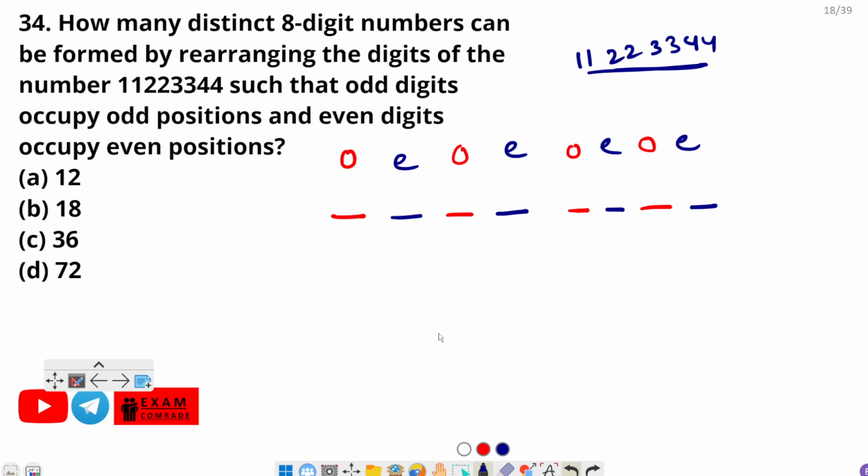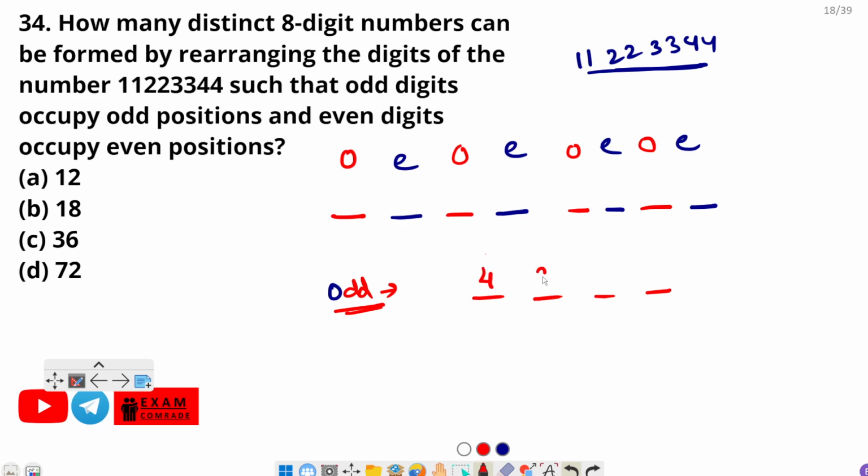Let's take the odd positions first. Let's take the case of odd. There are 4 places we need to fill. And what are the available digits we have? 2 1s and 2 3s. So these can be arranged. Let's say these are 4 distinct numbers.